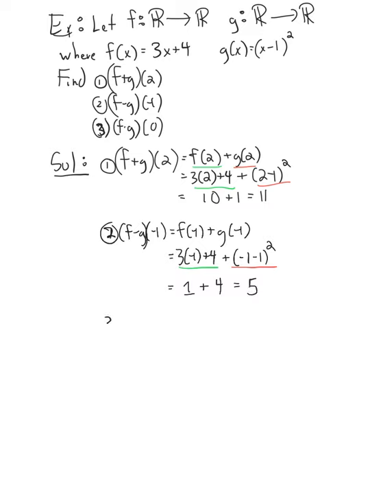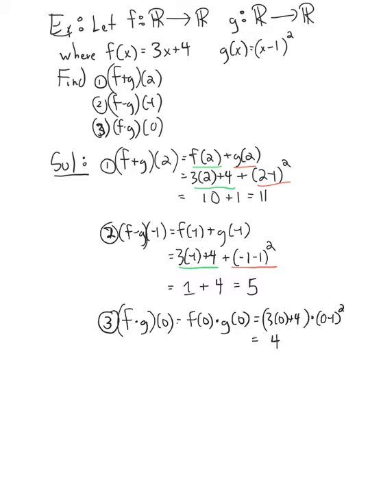And thirdly, well, f times g of 0 is f of 0 times g of 0. So that's going to be 3 times 0 plus 4 times 0 minus 1 squared. So 3 times 0 is 0. 0 plus 4 is 4. 4 times, well, 0 minus 1 is minus 1. And minus 1 squared is 1. So our final answer is 4. So f times g of 0 is 4.